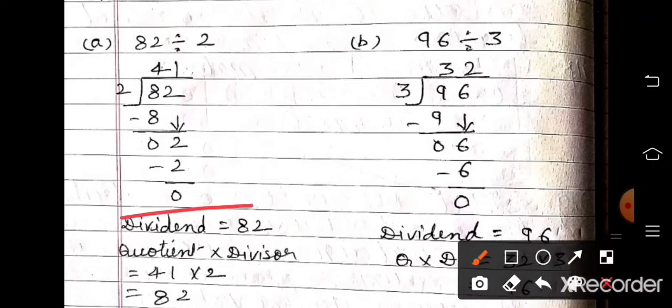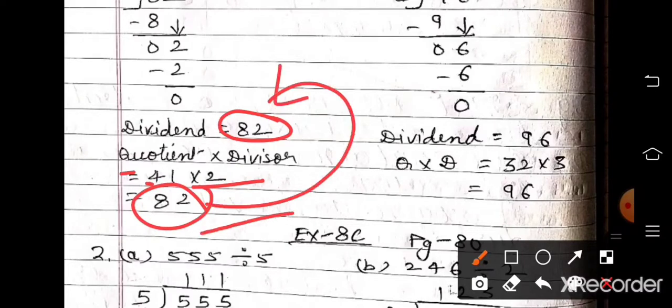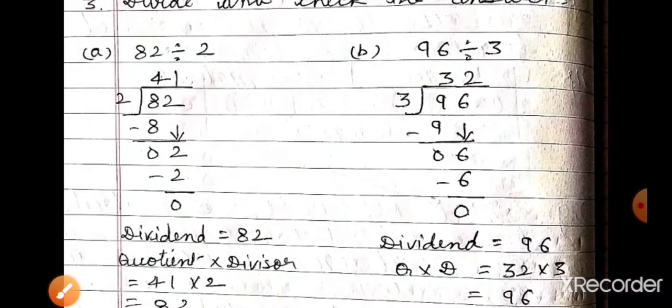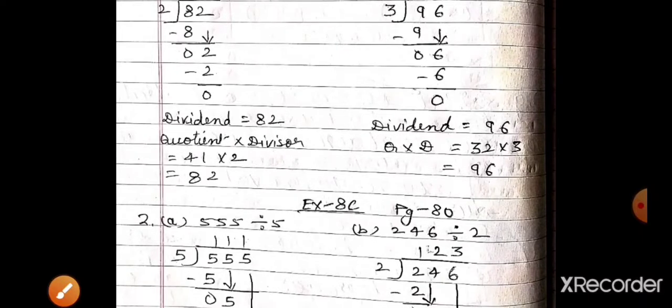Okay, solve like this. Now dividend is 82, quotient 41 and divisor is 2. So 41 multiply 2, 82. This is the dividend, so our answer is correct. Okay, now the B part I have done for you. Now C and D part you have to do in your homework. Okay, now the next exercise.